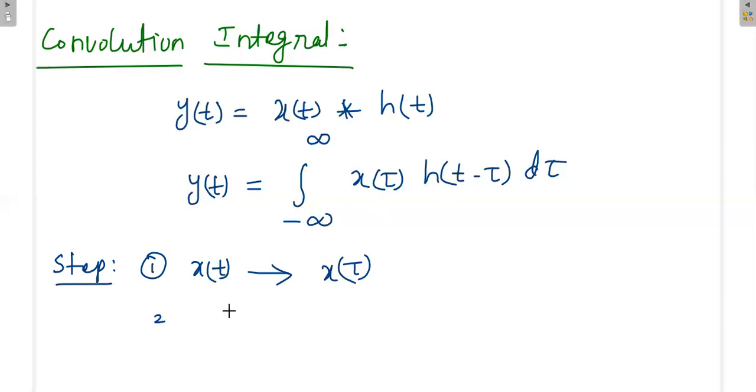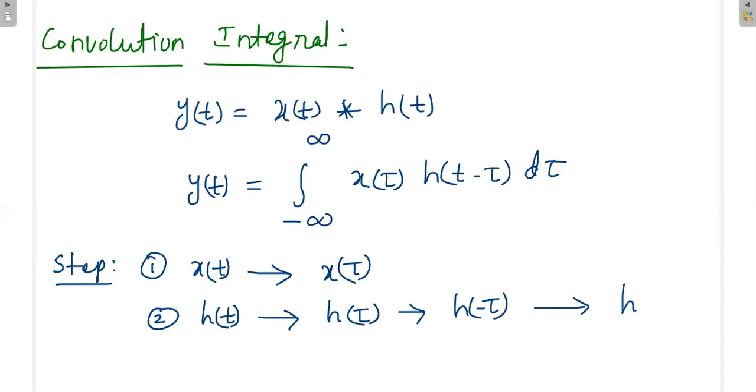Then we'll be given h of t. Again you simply change the variable, and we'll get tau. Then you just apply the time reversal, h of minus tau. Then add t, so that is t minus tau. Wherever minus tau is there, you just add t so that we can identify h of t minus tau. Then once you know x of tau and h of t minus tau, we can easily calculate this integral. Then apply the integral x of tau h of t minus tau d tau.